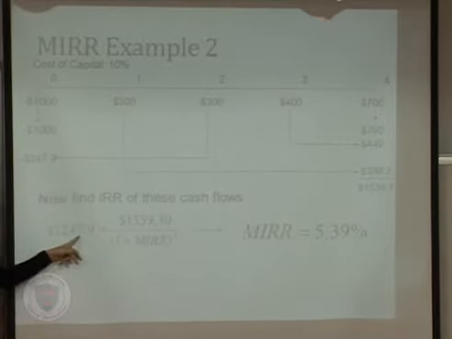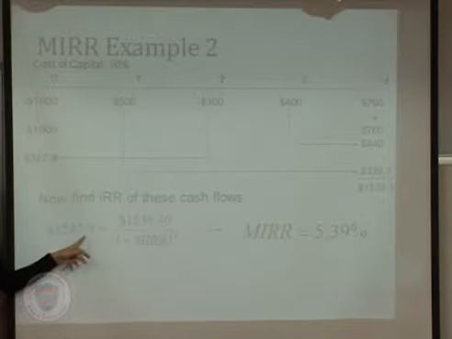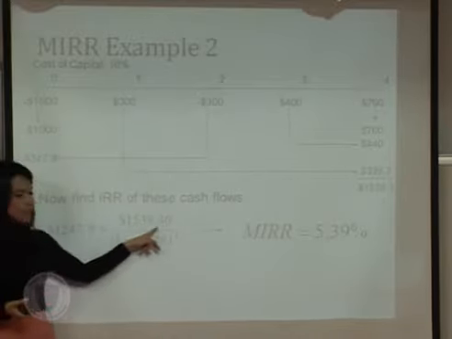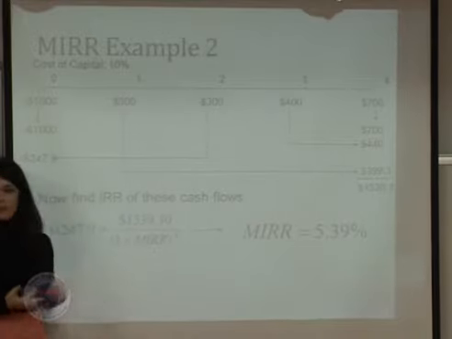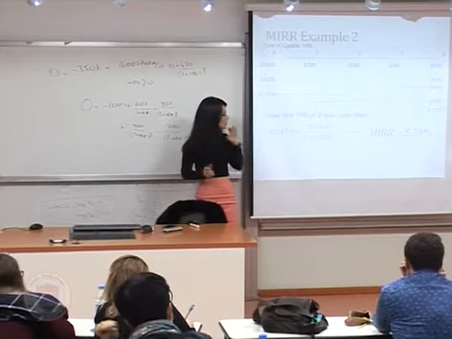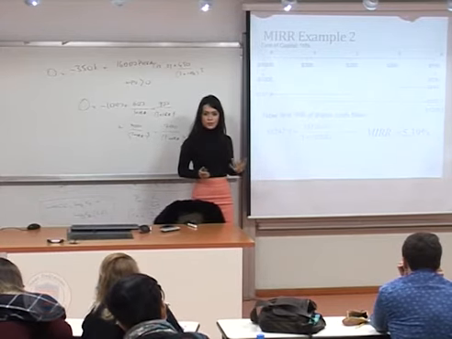So this 1247 present value at time 0 will be equal to 1539 at time 4 at the modified internal rate of return. So you take this number, which is 5.39. Would you take the project? MIRR is 5%? No. Since it is less than 10%, you're not going to take the project. It's a bad project. Okay? So this is the modified internal rate of return rule.